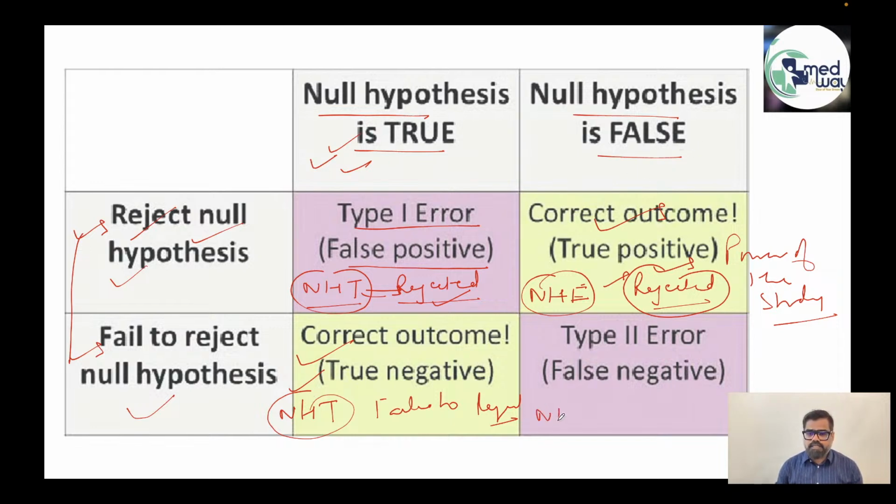Null hypothesis is false. I'll write here, null hypothesis false, and you fail to reject. You are not rejecting it. So you are making an error, type 2 error, which is beta. And this is called false negative. This is my alpha, type 1 error. This is my power of the study. This is the simple understanding of null hypothesis, alternate hypothesis.